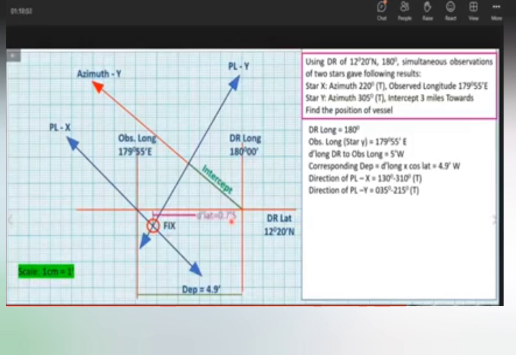We read off the D lat for the fix from the DR lat, which is 0.7 minutes south, and likewise we also read off departure, which is 0.8 minutes east of the observed long.